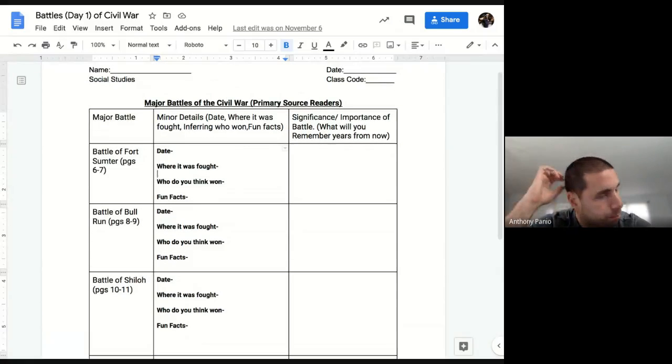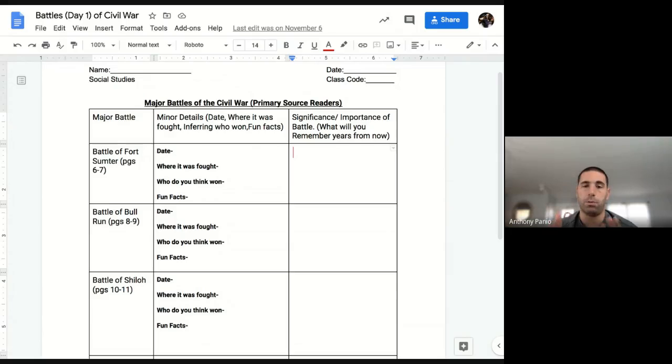All right. So let's look at this particular box. The dates are straightforward, where it was fought, who you think won, and a fun fact, which I'll go over. And then this box here is the significance or importance. What is the reason we're learning this battle? Why is it important in terms of the entire Civil War?